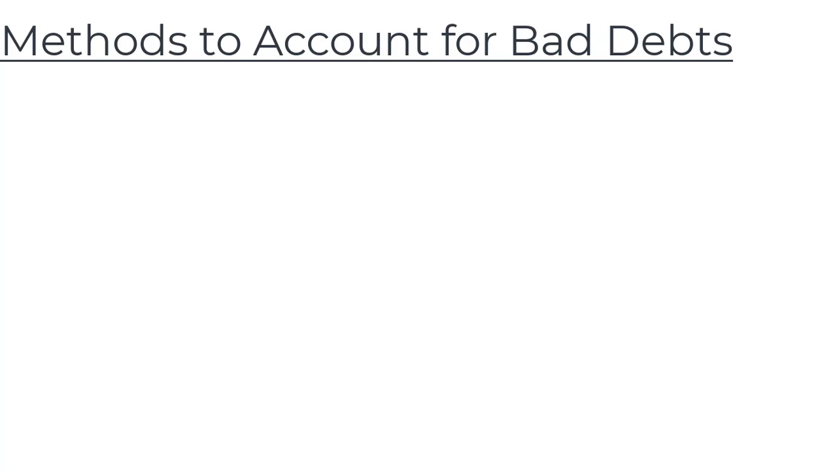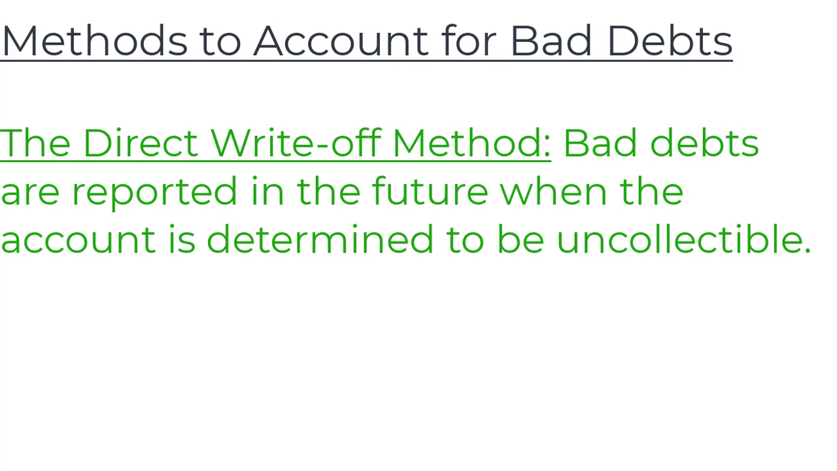Hello! Today we are going to be comparing two different methods used to account for bad debts, the direct write-off method and the allowance method. The main difference between the two methods is in the timing of the recording of bad debt expense. When using the direct write-off method, bad debt expense is recognized in the future period when the company determines that they will be unable to collect an account.